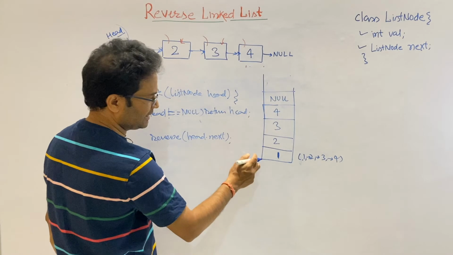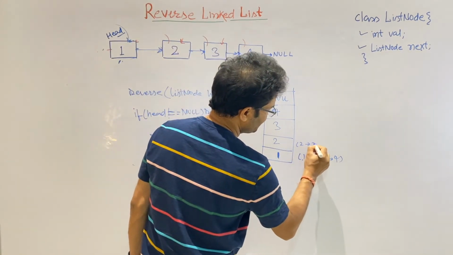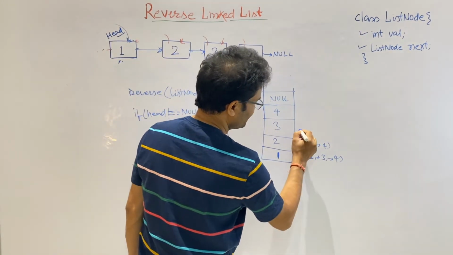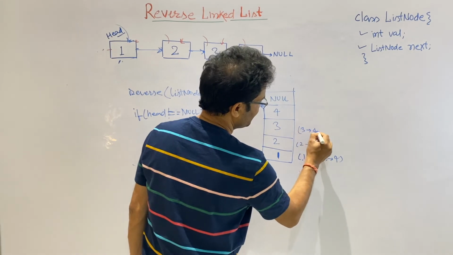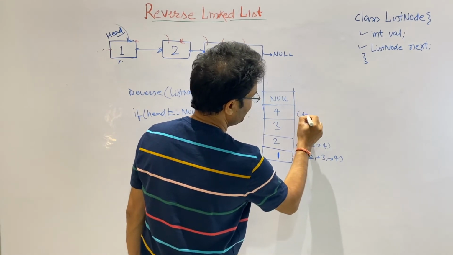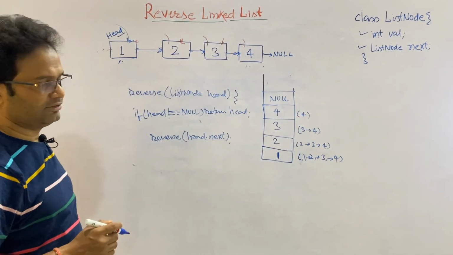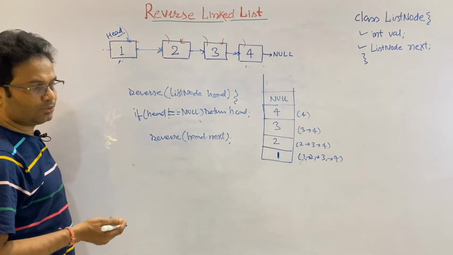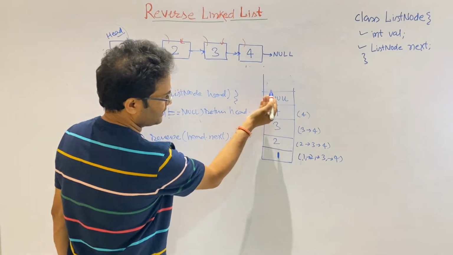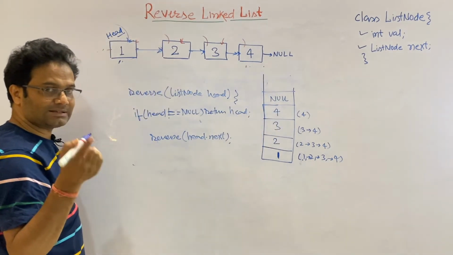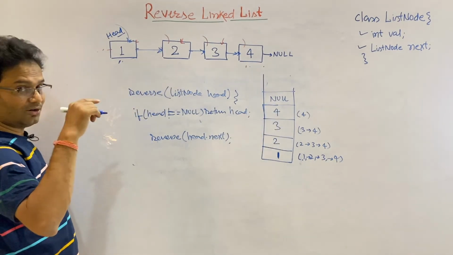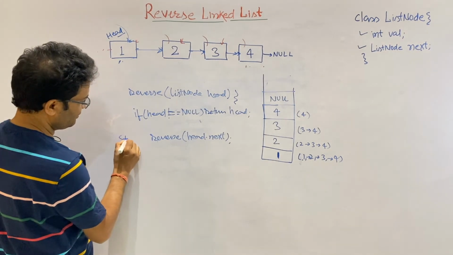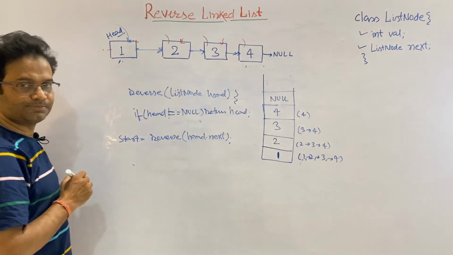When 2 becomes the head, their other part is still there. When 3 becomes the head, their other part is still there. When 4 is the only thing, right? So this is the way it is going to the stack, right? So what we have to do is take that last element, and that last element becomes the starting of the reverse. So we can return the start here.